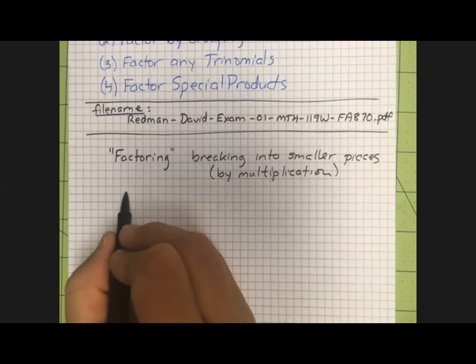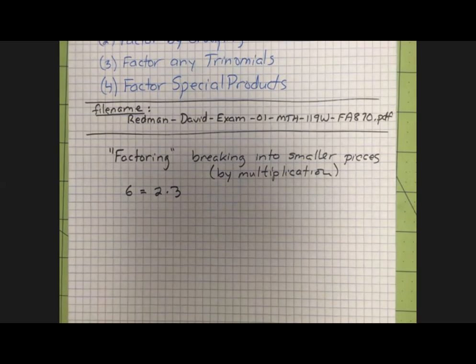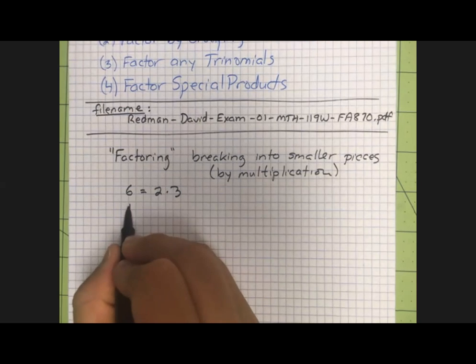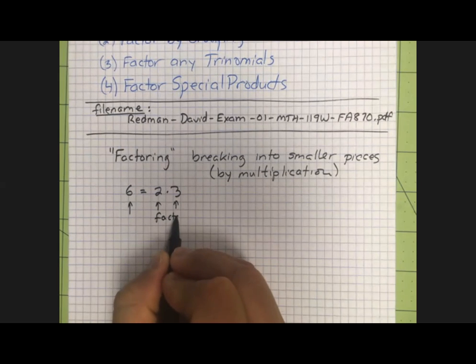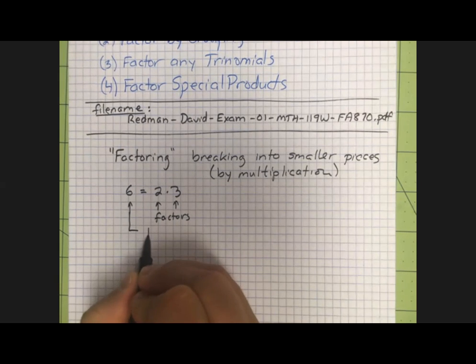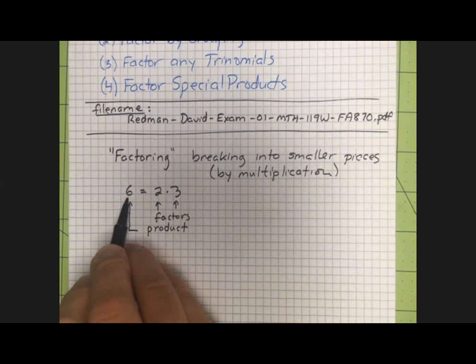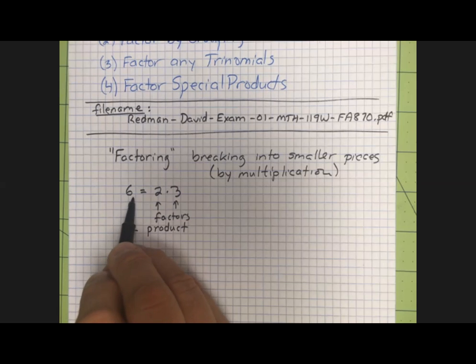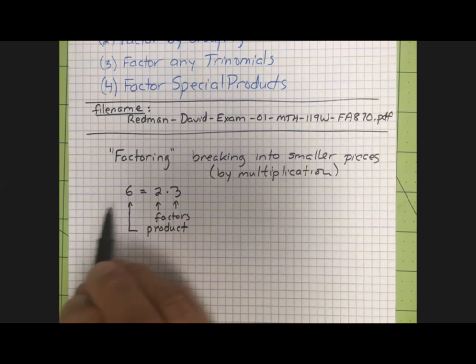And it kind of goes like this. If I ask you what 6 is made out of, you say 2 times 3, and you are factoring. And the 2 and the 3, these are called factors. And the 6 is called a product. Now, I didn't ask you to break up 6 by saying 1 plus 5 or 2 plus 4. Breaking something up by addition is a different word. And it's also an important word in mathematics, but not important to us right now.